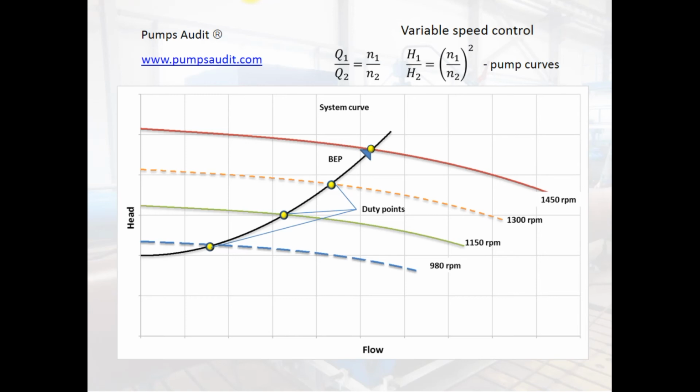At lower speeds, the operating point moves to the left, further and further from the best efficiency point. The pump operates with less and less efficiency. So we can make the main conclusion that variable speed control does not give energy savings in systems with high static head, but on the contrary can increase power consumption.